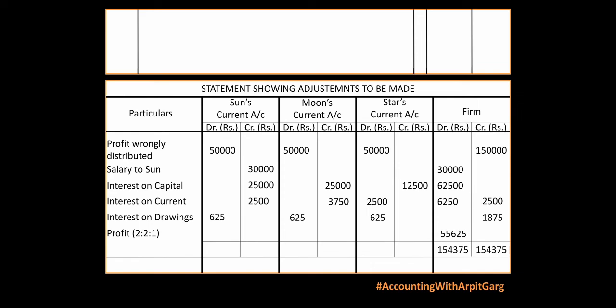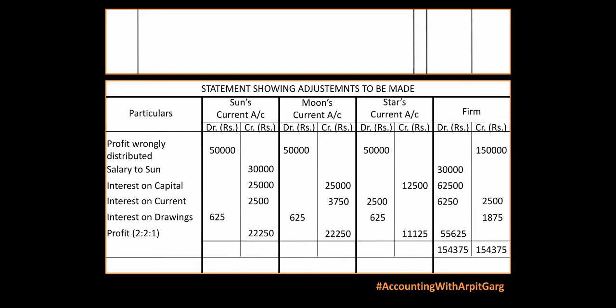It means this is expense for firm. Firm will give this amount, and when firm will give, partners will get. So partners capital account will be credited. So distribute this 55,625 in ratio 2 is to 2 is to 1, and credit this amount in partners current account. We will pass all the entries in current account because we are following fixed capital method. This we came to know as we are given two balances in our question, fixed capital and current account balance also.